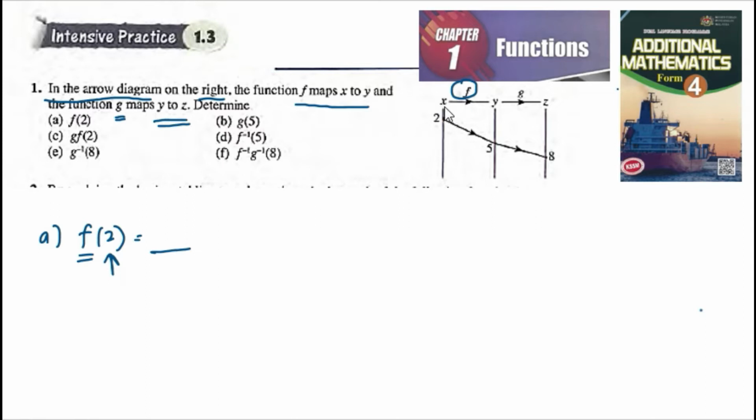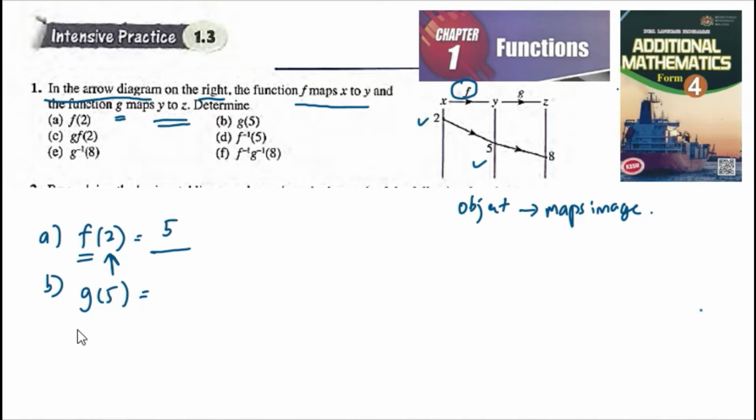Image. So we know x, y. The front here will be the object. So we know that the object then maps to the image. So this is the object, this is the image. So we see here if the object is 2, then we will get the image of 5. So here is 5. So (b) g(5).